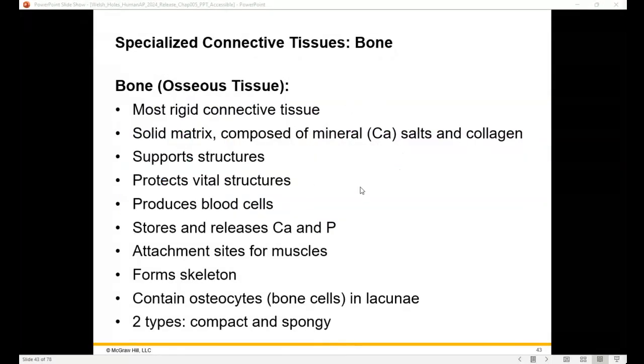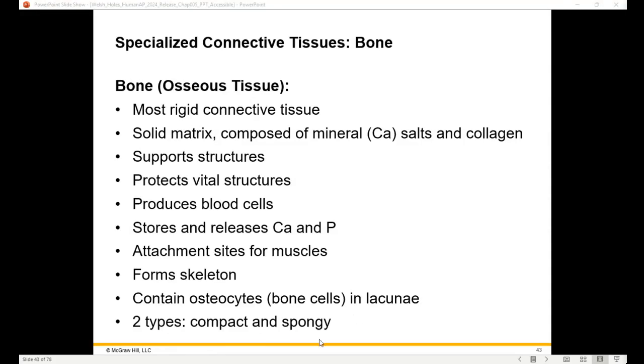Okay, bone or osseous tissue. This is the most rigid connective tissue. It has a solid matrix that is composed of a mineral, calcium, in the form of salts, and collagen. It supports the other structures. It protects vital organs. It produces blood cells, and it stores and releases calcium and phosphorus. It's an attachment site for muscles, forms your skeleton, of course, and contains osteocytes, which are bone cells. And they're found in lacunae also, like the chondrocytes, although it looks a little different.